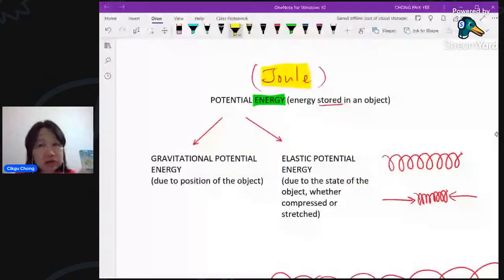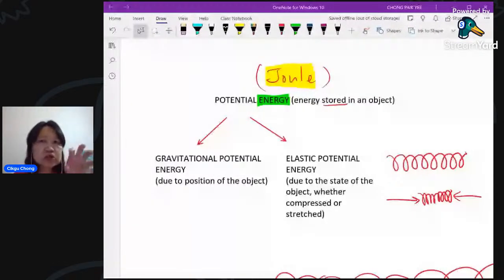Potential means 有可能，它有那个技能, it can do. In Mandarin, it is able to do work, but it's not doing it now. It's just stored inside there only, waiting for the chance to do the work. Let's think of it that way. Very easy. It is energy stored inside an object, but it's not doing the work now. It will do the work when you give it a chance to do the work.